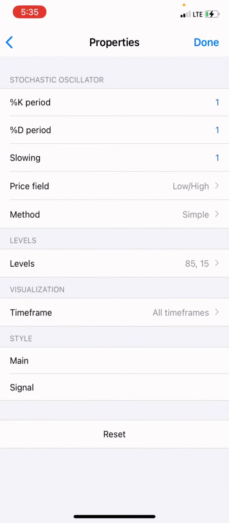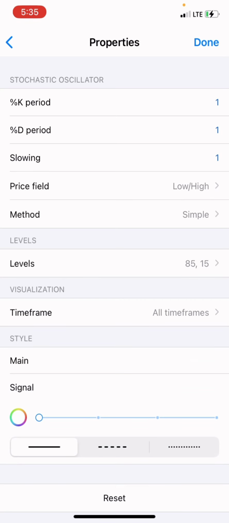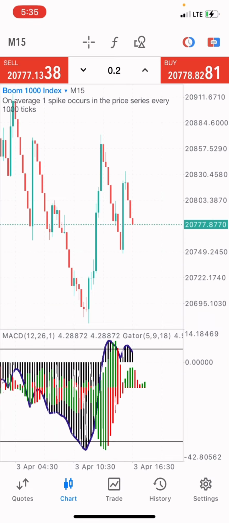For visualization on this other page, make sure the style, the main and signal, are the same color as the background of your chart. Click done when you're done with that, and your setup is ready.